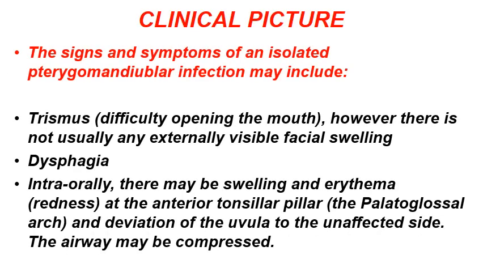The signs and symptoms of the pterygomandibular space infection include trismus. However, there is no externally visible swelling like other facial spaces. The patient will also complain of dysphagia, and on looking intraorally, there will be a swelling and erythema at the anterior tonsillar pillar area, just medial to the ramus of the mandible, and there is deviation of the uvula to the unaffected side. The airway also will be compressed or compromised.